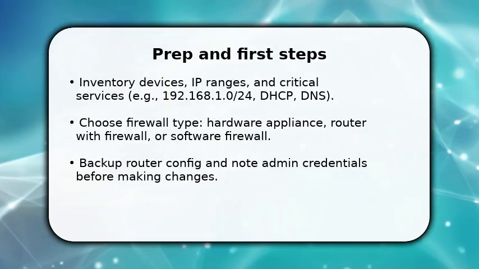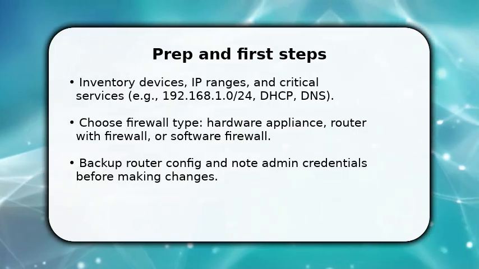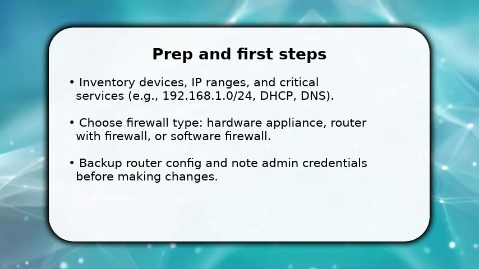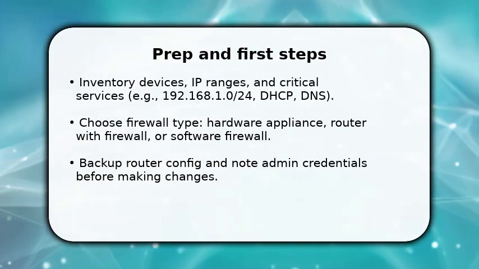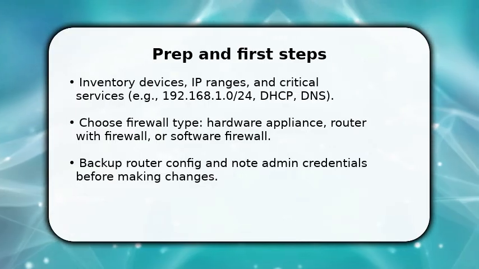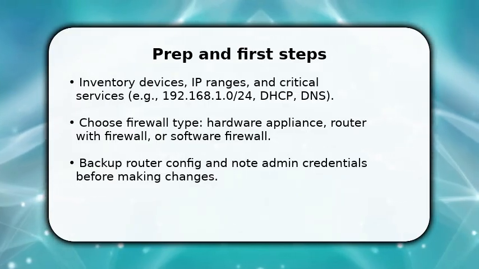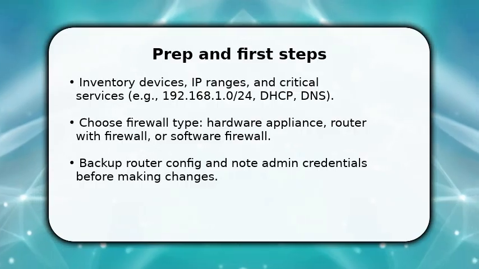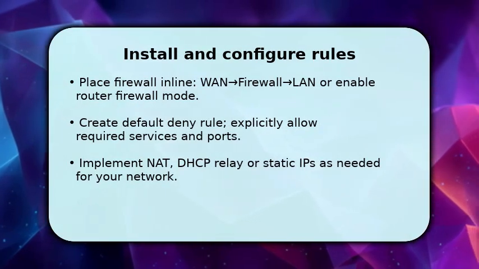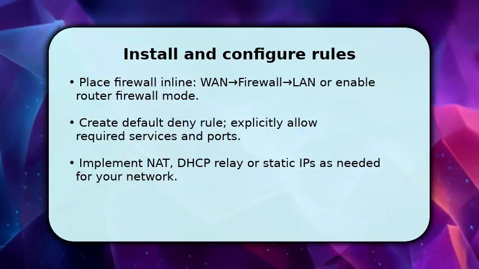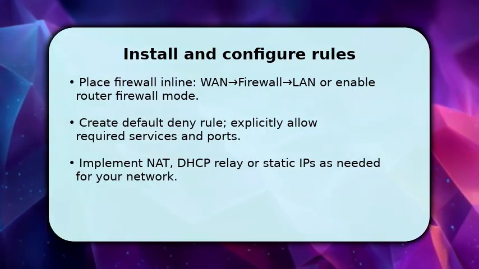Next, connect to the device management interface and set a static IP for the firewall so rule application and troubleshooting remain stable. You now place the firewall in line or enable it on your router, making sure traffic flows through it. This matters because only inline inspection blocks unwanted traffic.